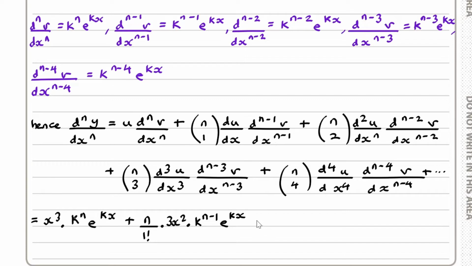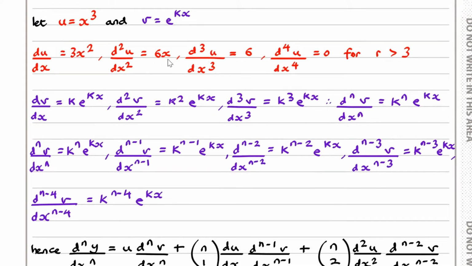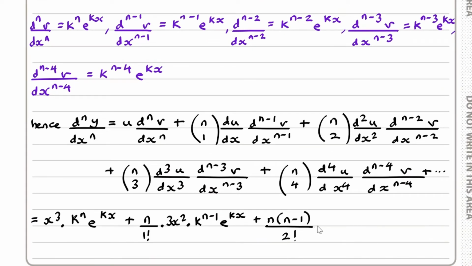And then we have this next term, n choose 2, that's the same as n lots of n minus 1 over 2 factorial. And then we have d²u over dx², which we said was 6x. So we multiply this by 6x, and then we have this term over here, k to the power of n minus 2, e to the power of kx.